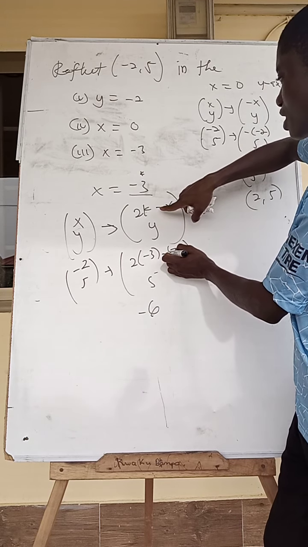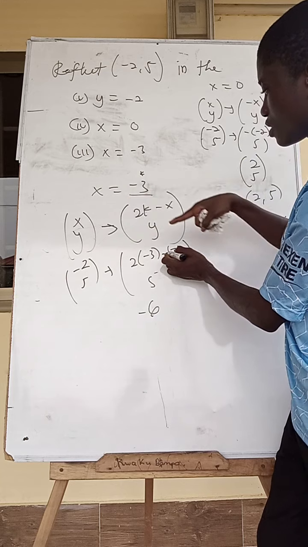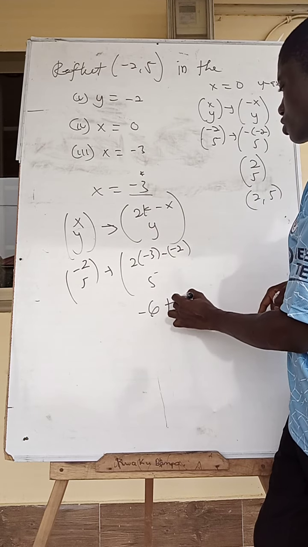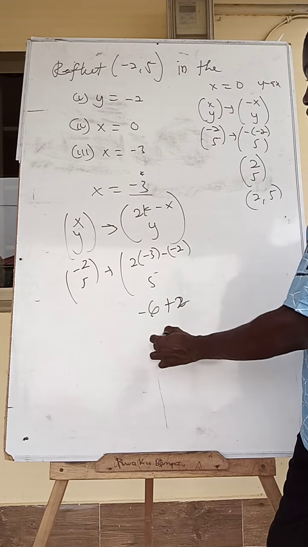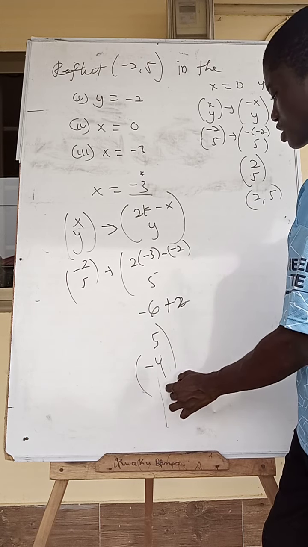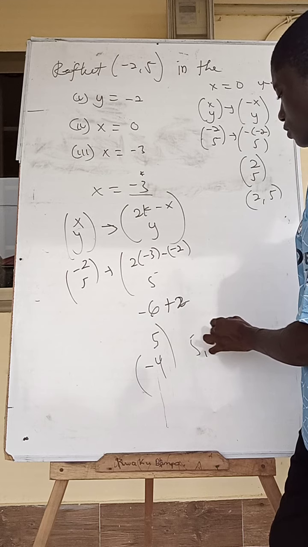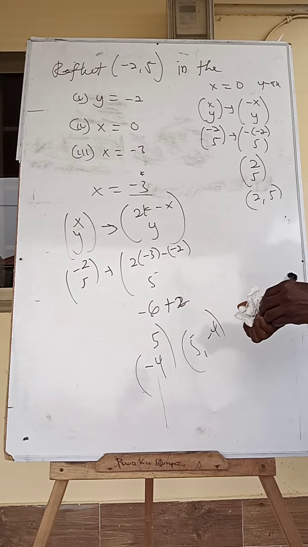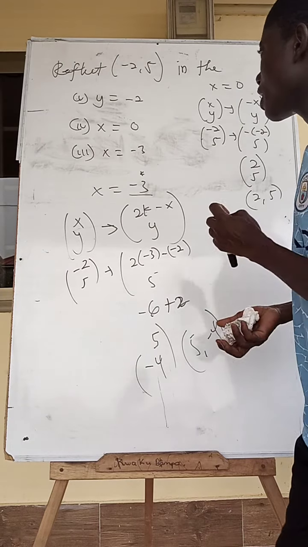You see, it is minus, and the x is still negative. Negative times negative becomes what? Positive. So you are going to have 5 and what? Negative 4, which is 5, negative 4. So that is all under reflection.